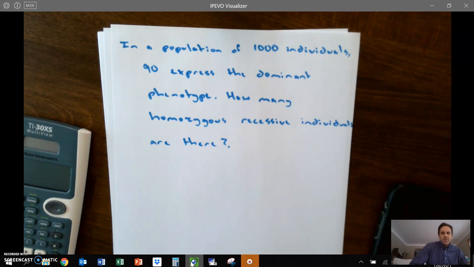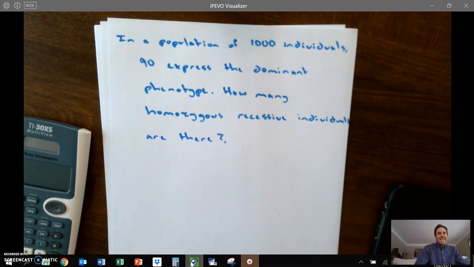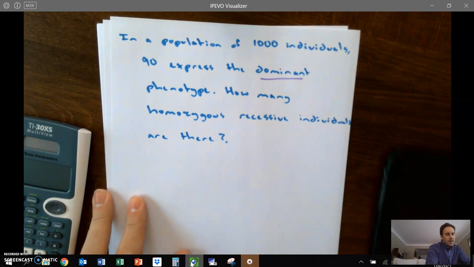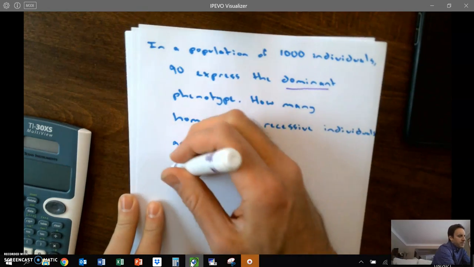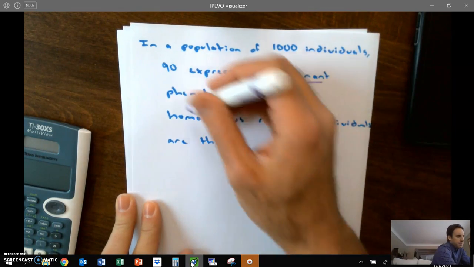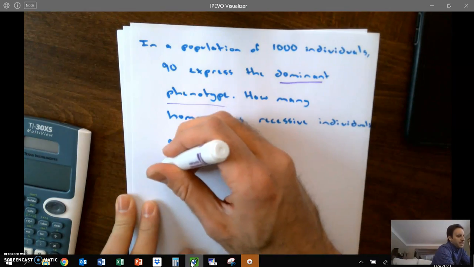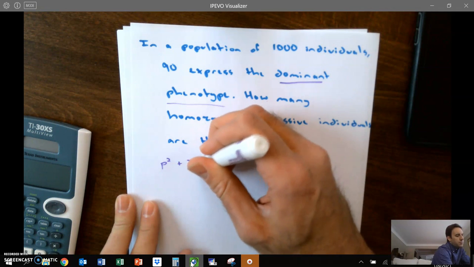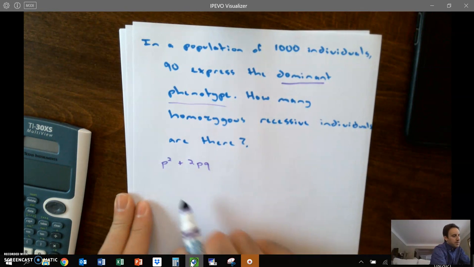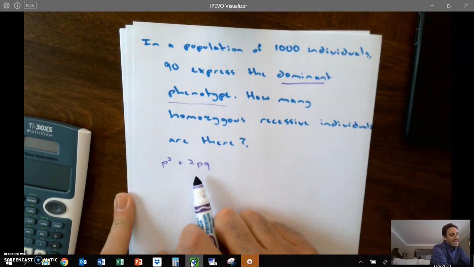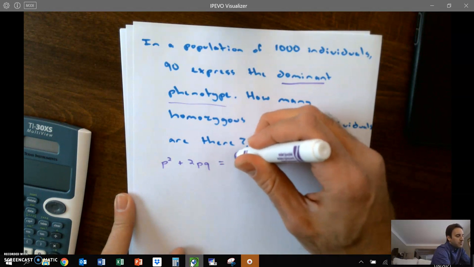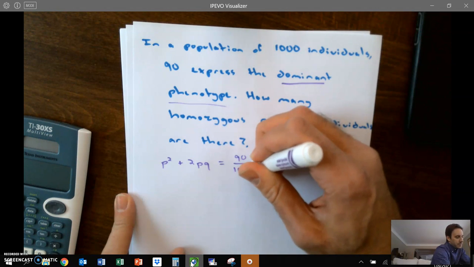So in a population of 1,000 individuals, 90 express the dominant phenotype. If we say dominant phenotype, the dominant phenotype is actually p squared or 2pq, right? Because that's homozygous dominant, that's heterozygous. Both are going to be the dominant phenotype. So that is going to equal 90 over 1,000.